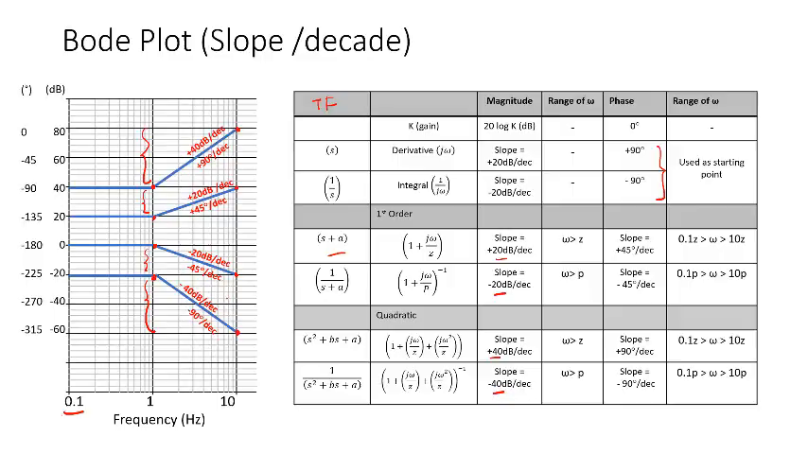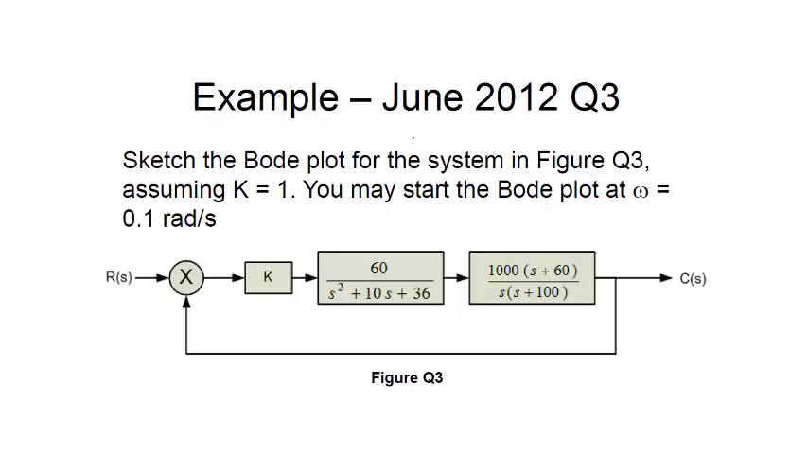So now let's see an example from the final paper, June 2012, where we need to sketch the Bode plot by assuming that k is equal to 1, and we need to start the Bode plot with the corner frequency at 0.1 radian per second, and this is the transfer function of the system. We can see that we have here a first order, an integral part, and this is the second order.